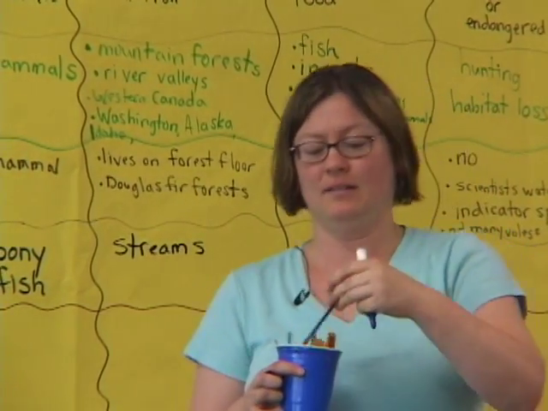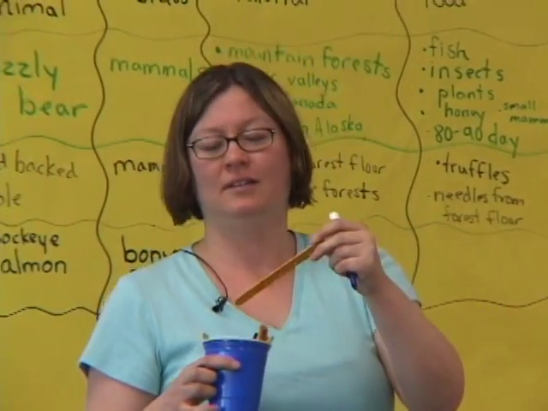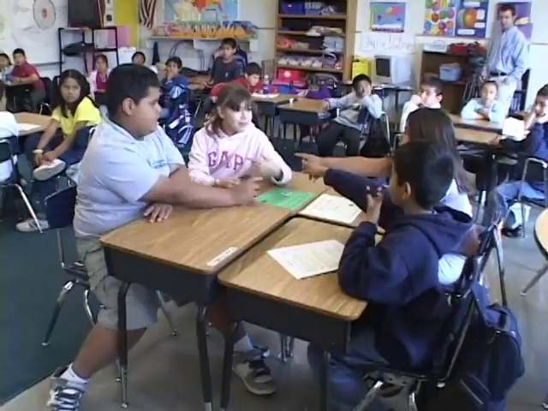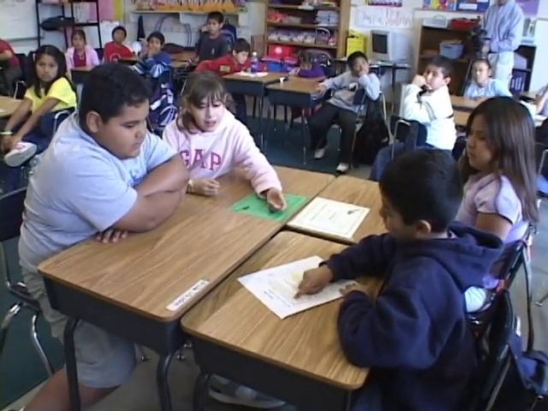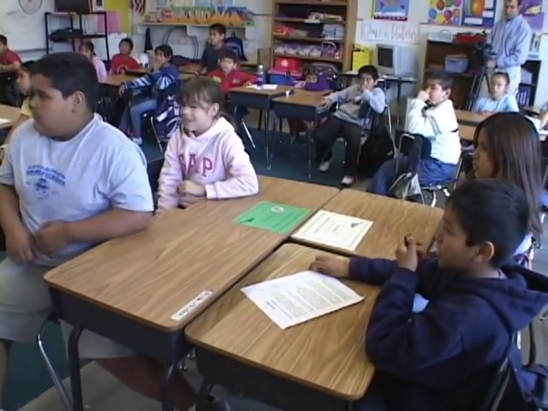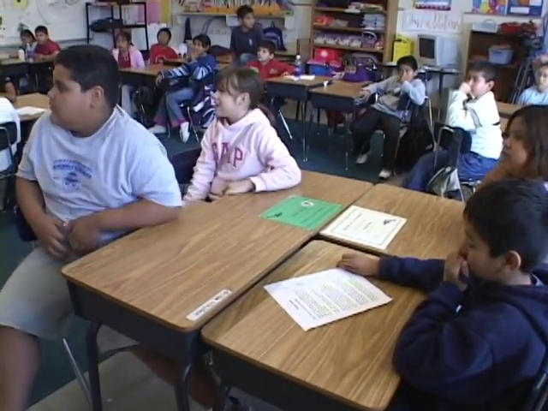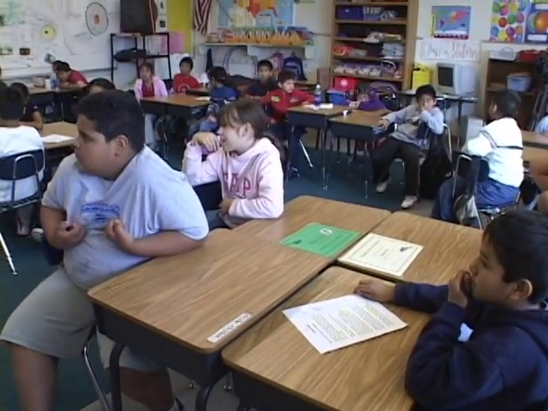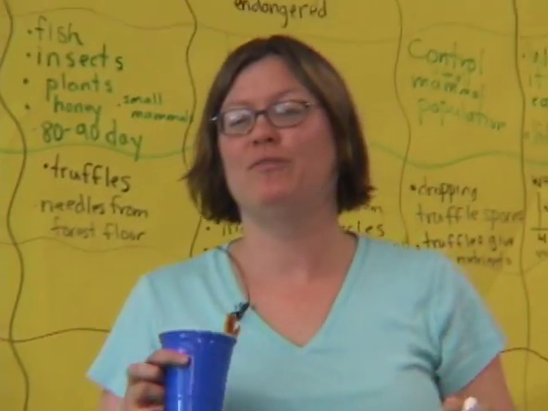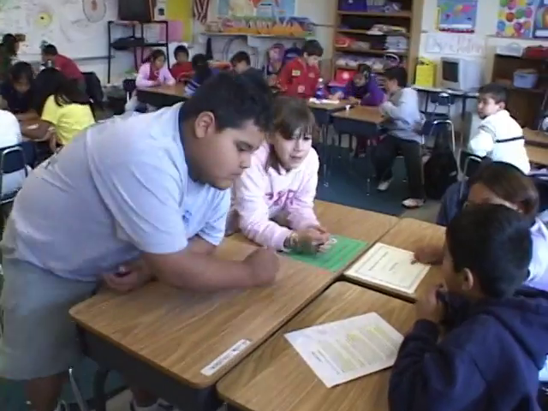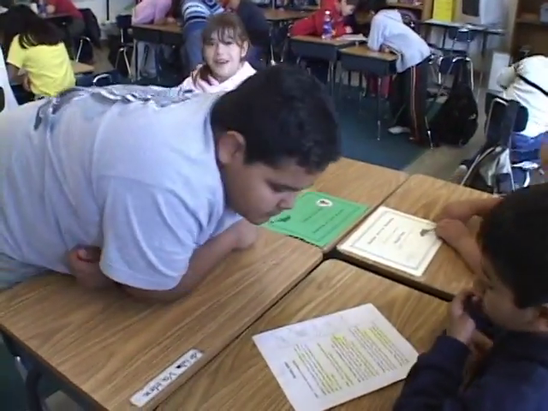Let's see, purple, number 1. Streams. Okay, they live in streams and oceans. And what biome do we find them in? It's something we've been studying. Ready? Heads together.